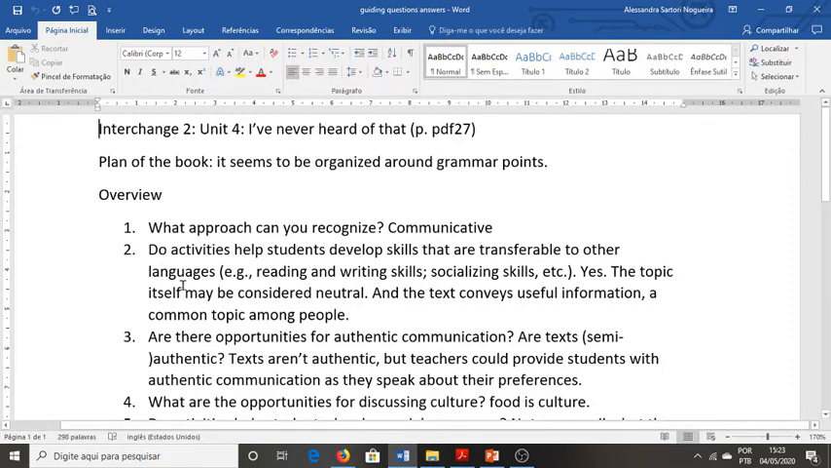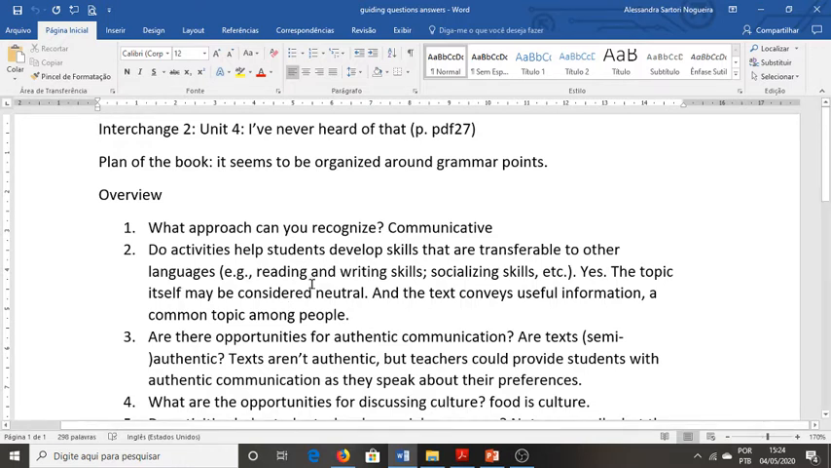Number 2, do activities help students develop skills that are transferable to other languages, for example, reading and writing skills, socializing skills, etc.? My answer is yes. The topic itself may be considered neutral. I'm going to show the topic to you. And the text conveys useful information, a common topic among people.